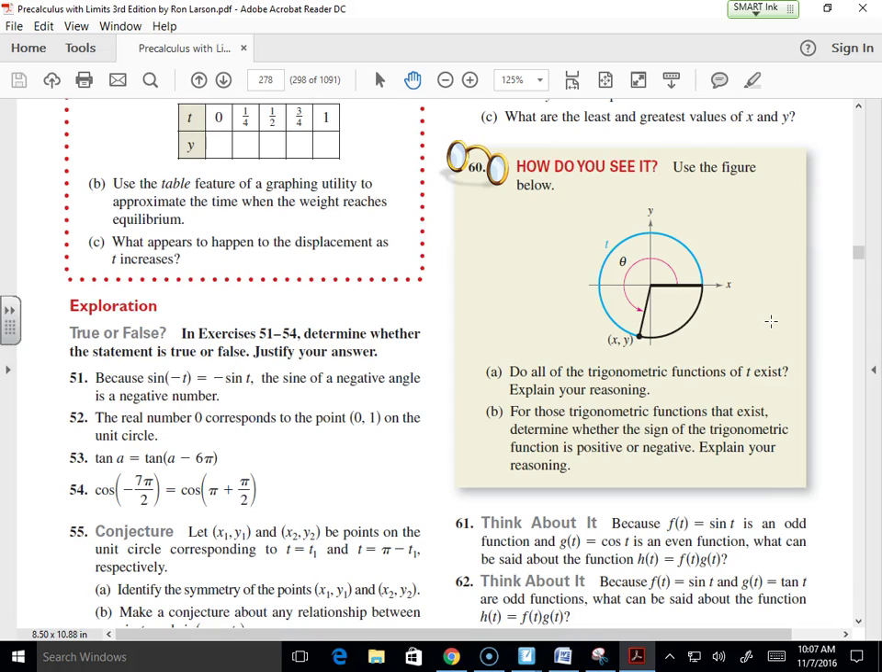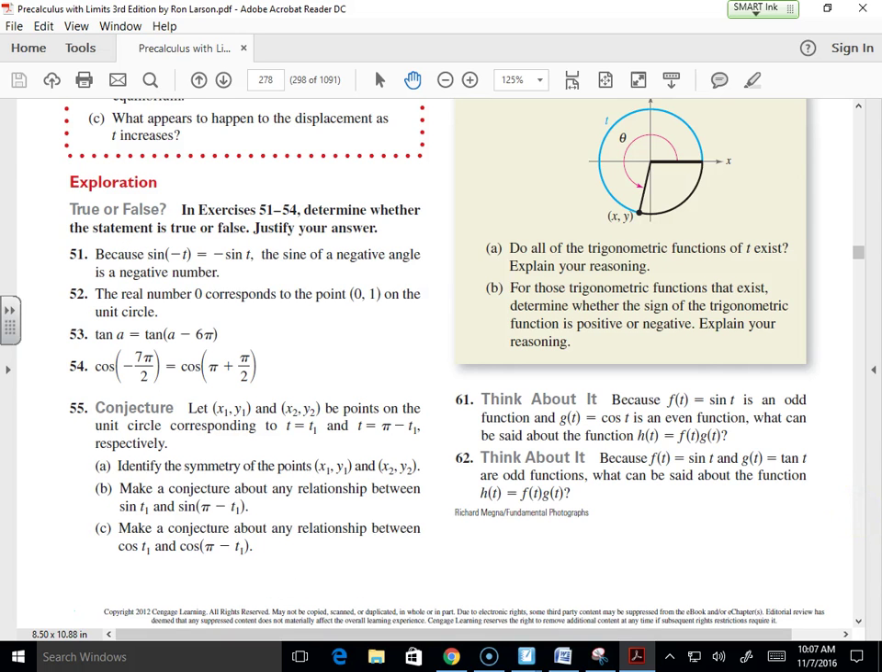So when letter A says, do all the trig functions exist? The answer is, of course, yes. Because the only time they don't exist is when you're dividing by a 0. And if neither of those are 0, are we going to have to worry about it? Okay, neither of them are 0, according to the picture. It's in the second and third quadrant, and they're both non-zero constants, I should say, to be all spiffy. So therefore, they all exist because there will be no division by 0.